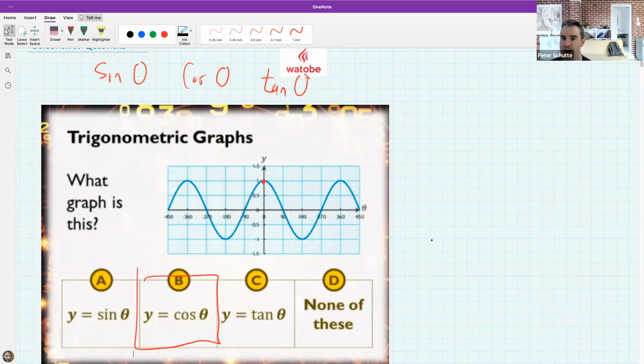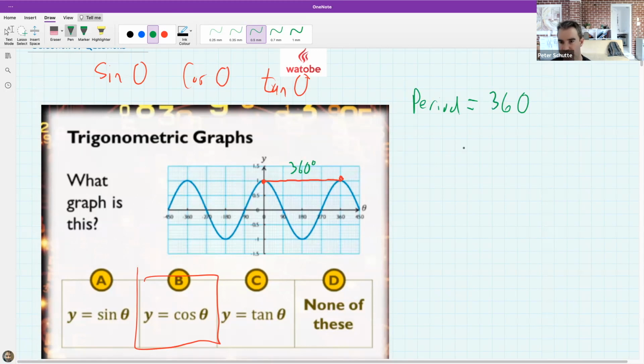Okay. Now, some other basics to do with the trig graphs is that trig graphs are periodic, or they have periods, they repeat themselves. And so we can see the period of this graph basically in how long it takes to come back to the same point. So the distance between those two ones is 360 degrees. And so the period of the sine and cos graph is 360.